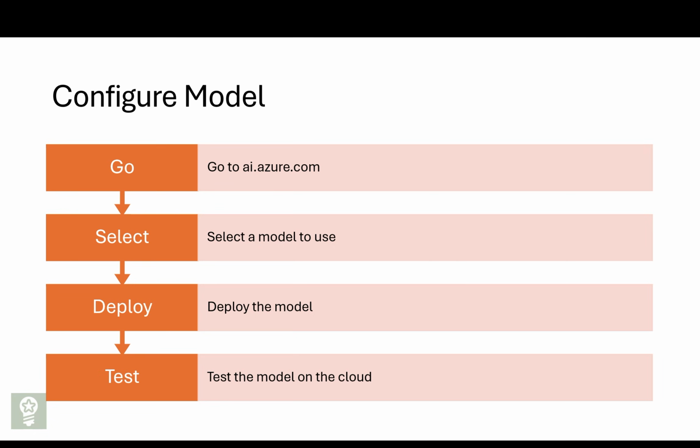So the first thing we're going to want to do is configure a model. In order to do that, we basically need to go to ai.azure.com. We're going to select a model that we plan to use. We're going to deploy that model into our environment, and then we're going to test that model using the playground tools that are available for doing that.